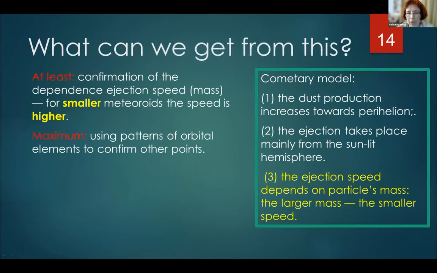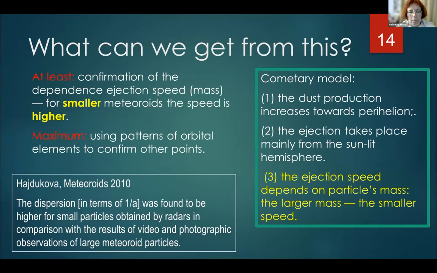What can we get from this? I expect at least confirmation of the dependence of ejection speed on mass for small meteoroids. For smaller meteoroids, the speed is higher. The maximum we could do is use patterns to confirm other points, but for this we need very precise observations. But we already have some hints in observations.